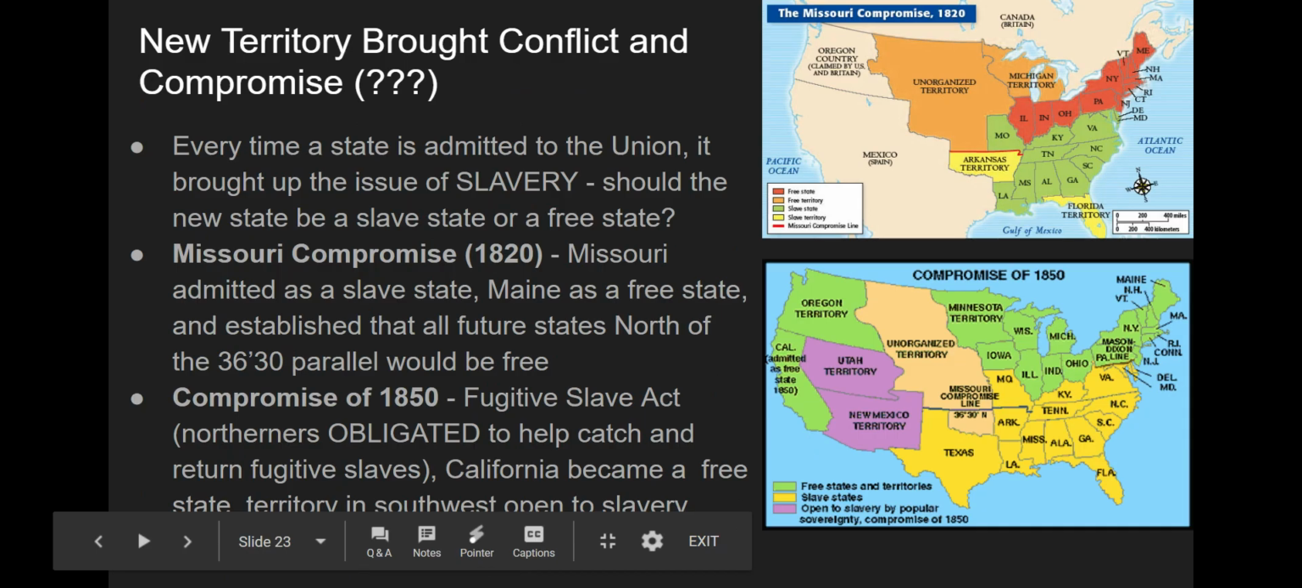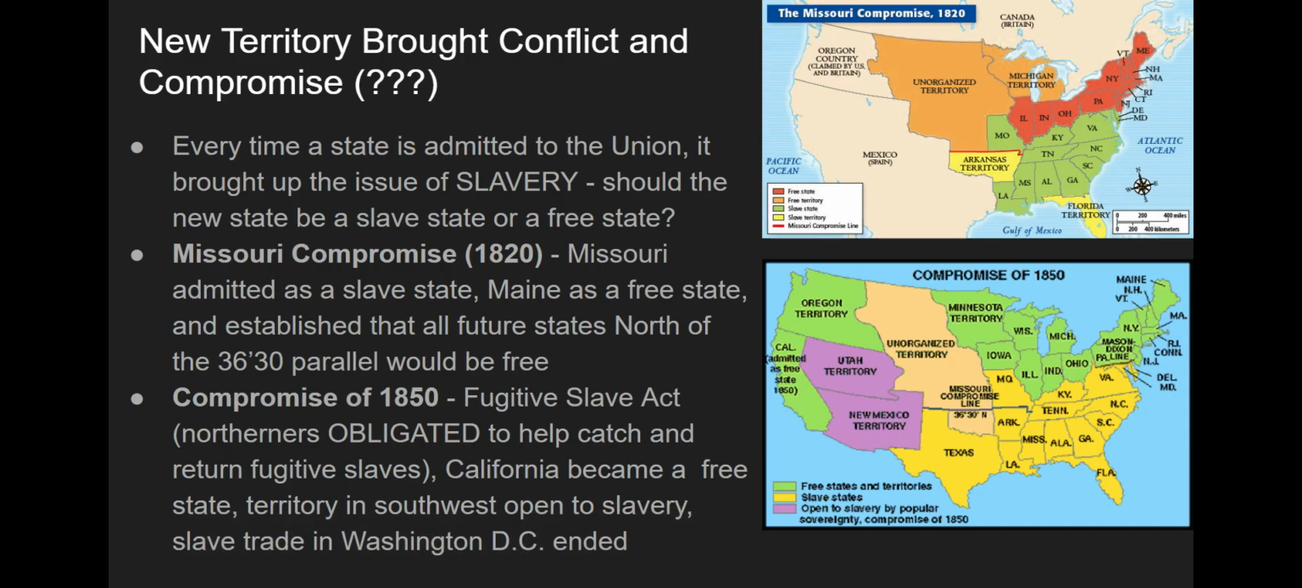However, along with new territory brought conflict and compromise. And I put a bunch of question marks there because we're going to see these, quote, compromises happen, but they're not going to satisfy anyone. So aside from the conflict with the Native Americans, which we'll talk about more in the next unit, there's this huge conflict every time we get new territory about whether that state is going to become a free state or a slave state. This issue repeats itself every single time we create these new states.